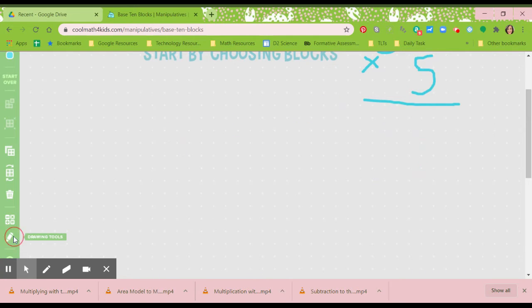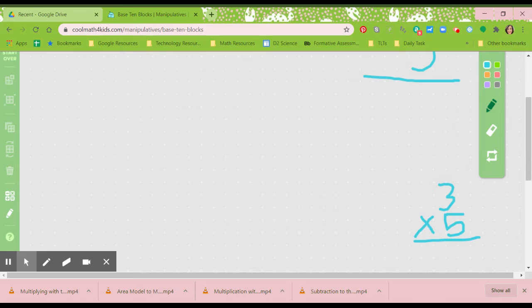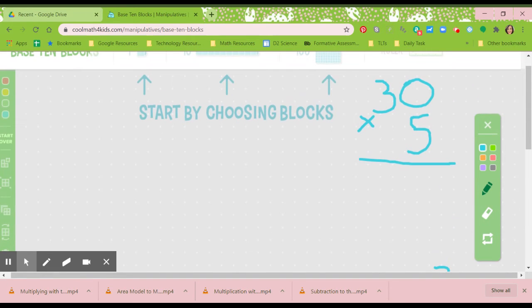Go back to my pen. Well, I know that 3 times 5 is 30. Excuse me, it's not 30. It is 15. I'm thinking of the other factor up there. 3 times 5 is 15. And this is going to help me solve 30 times 5.